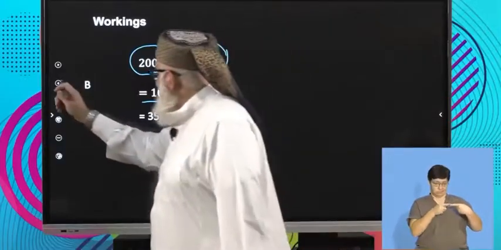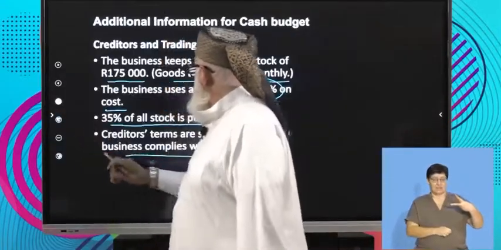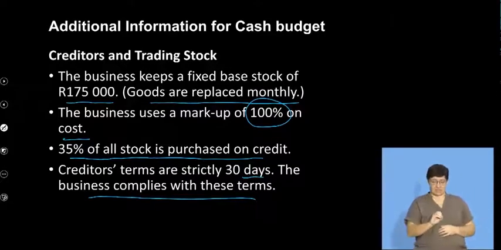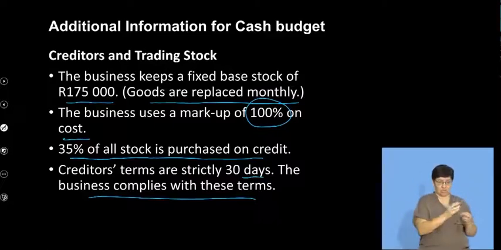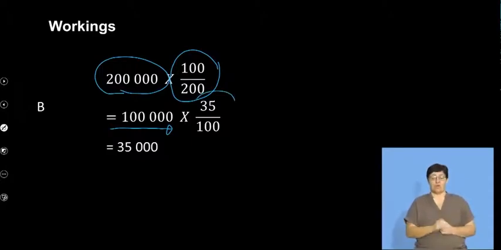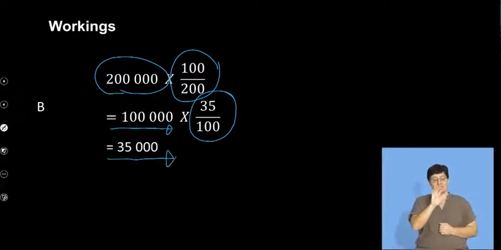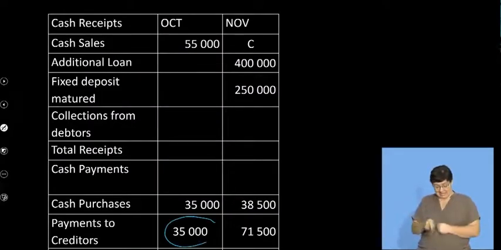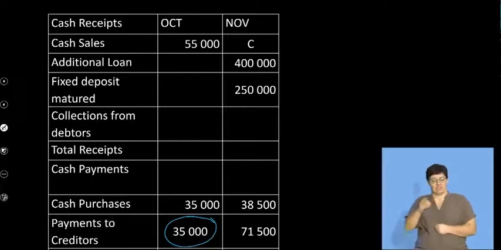Right. The second part of your calculation would be, how do you pay? You're saying that 35% of all stock is purchased on credit. Creditors' terms are strictly 30 days. So if 35% of your stock is purchased on credit, then this is what we're now going to do. Watch. 35% times 100,000 over 100, that means 35,000 Rand is the figure that you are looking for. And therefore, when you slot in your payments to your creditors, you can clearly see that that is the 35,000 Rand that you are looking for.